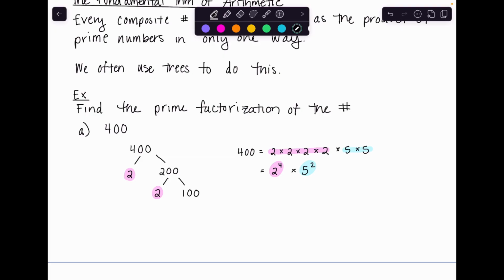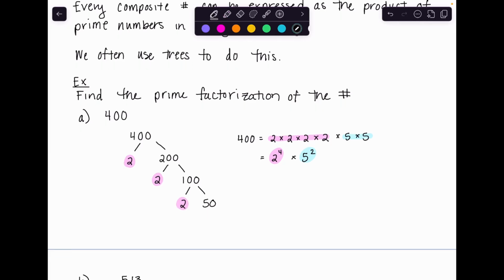Well, 100 is even, so you can break that down as 2 times 50. And so again, I'm going to keep circling all of those prime values. Then 50 is also even. That's 2 times 25. So I've got my 4 2's in the same way. And then 25 is not divisible by 2, but it is divisible by 5, so we get 5 times 5.